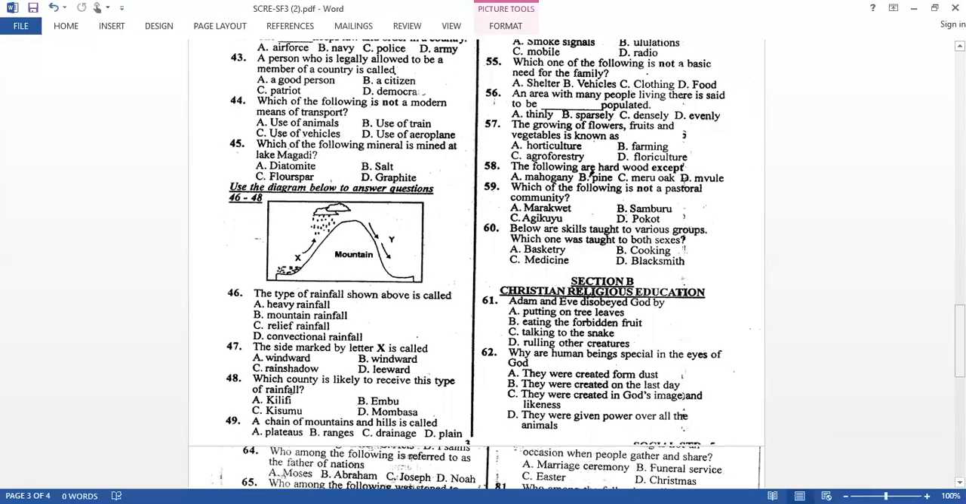46. Use the diagram below to answer the question. So remember, this is what we call a relief rainfall. When you see a mountain, then there is rainfall.